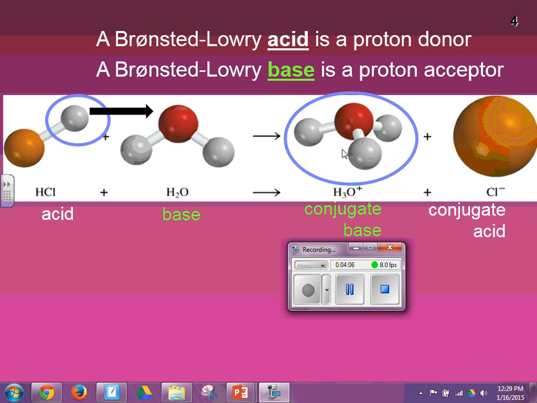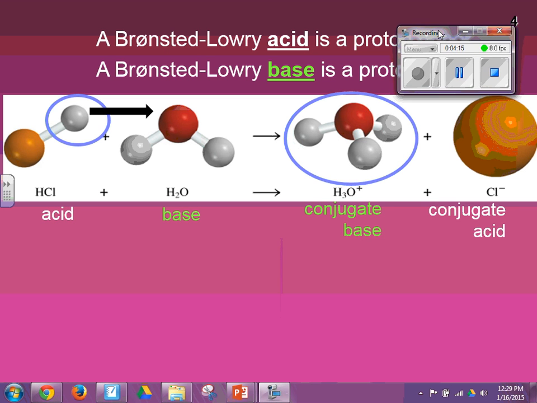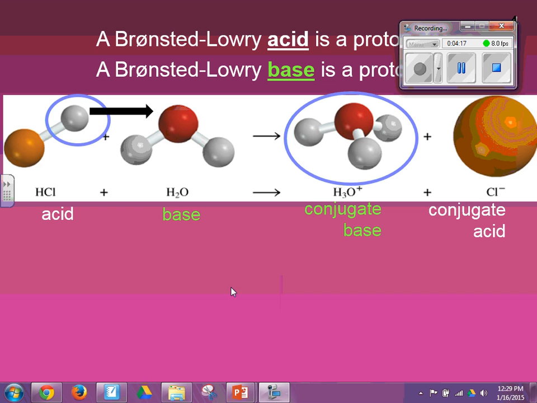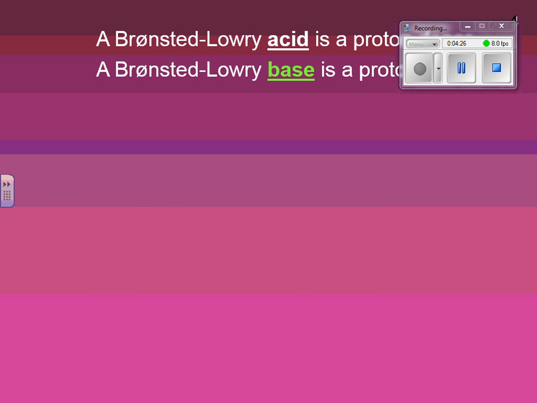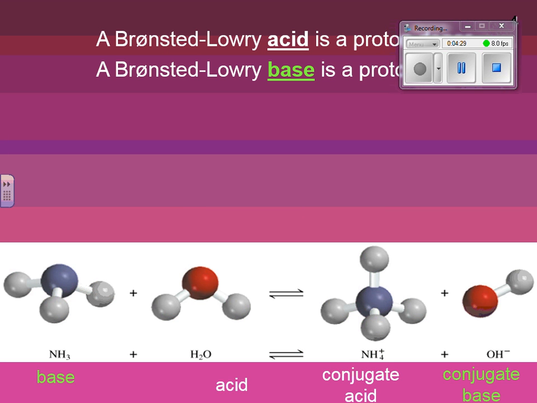H3O is hydronium. Okay. And then, of course, if this was a hydrogen, this just becomes chloride, and this particular particle would become an electrolyte, and it would have the ability to carry an electrical charge. Okay, so we'll move on to the next one here, and now we have ammonia and water, and then we make ammonium and hydroxide ion here.